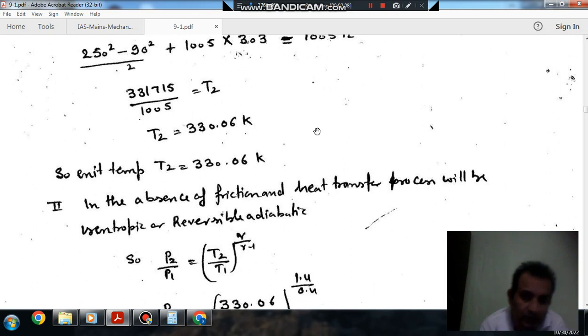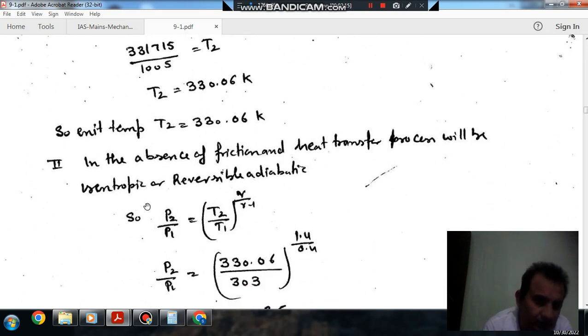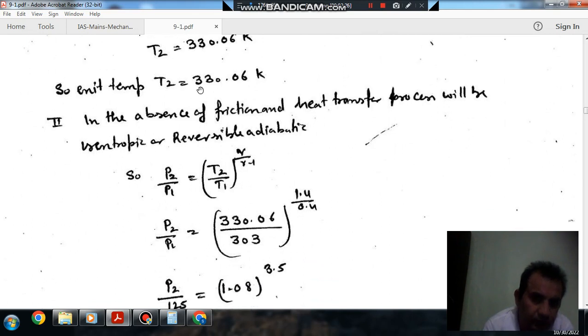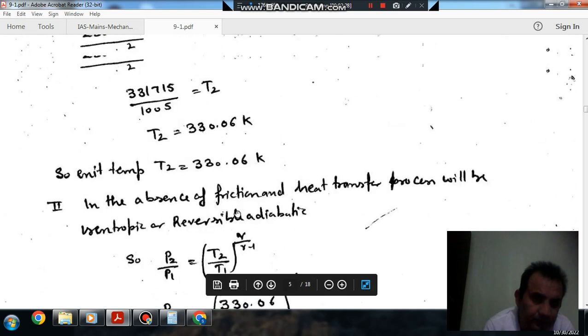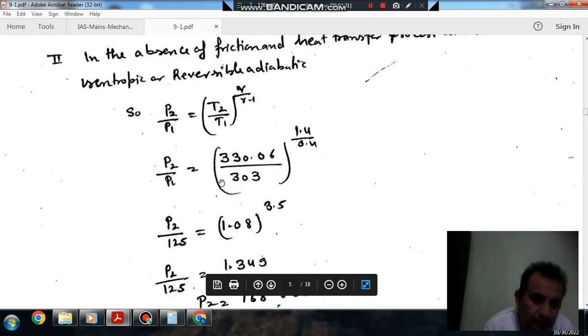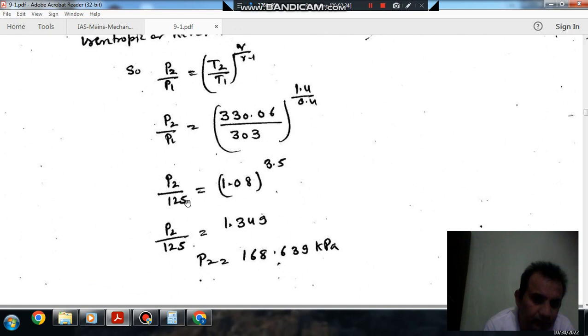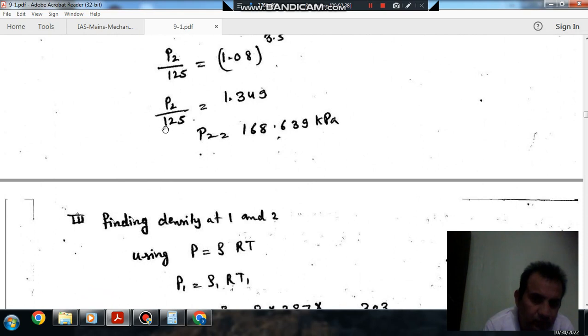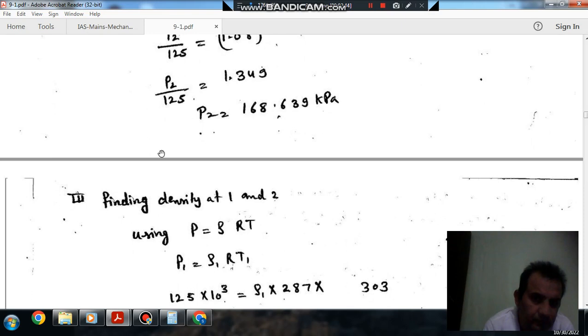When there is no friction and no heat transfer within the nozzle, the process is a reversible adiabatic process, or isentropic process. For an isentropic process, we know that P2 by P1 is equal to T2 by T1 raised to the power gamma divided by gamma minus 1. Here T2 is 330.06 and T1 is 303, and P1 is 125. So P2 comes out as 168.69 kPa. So this is your exit pressure, 168.69 kPa.